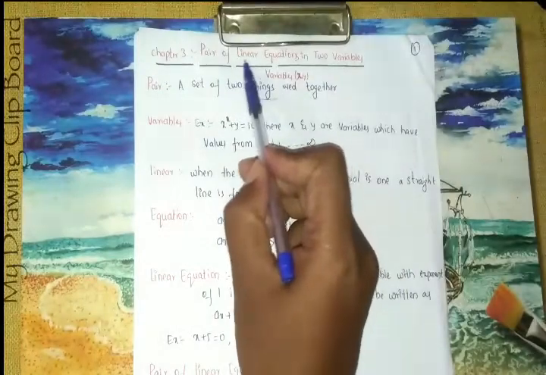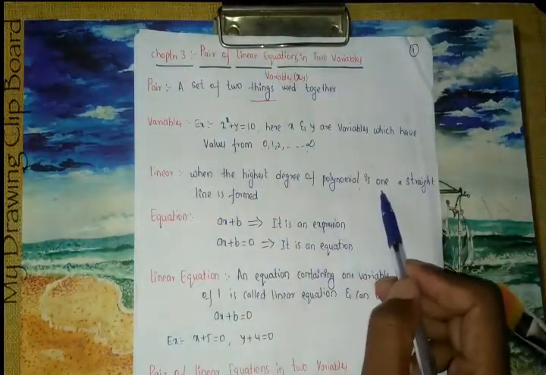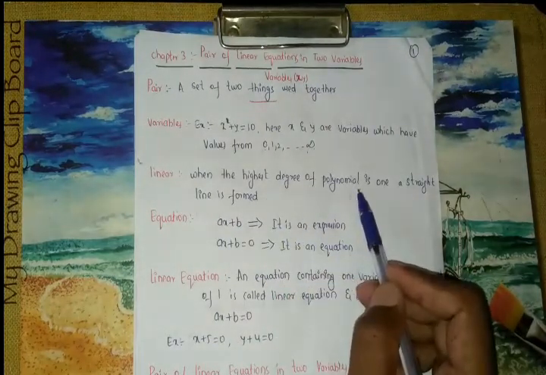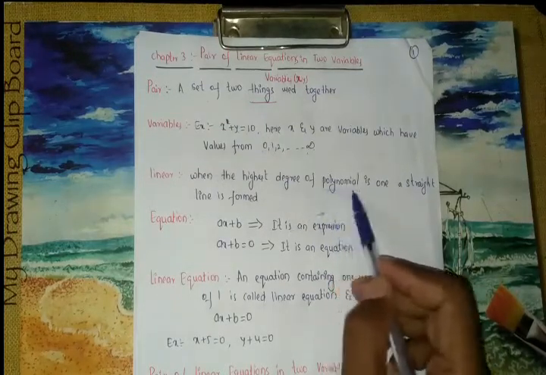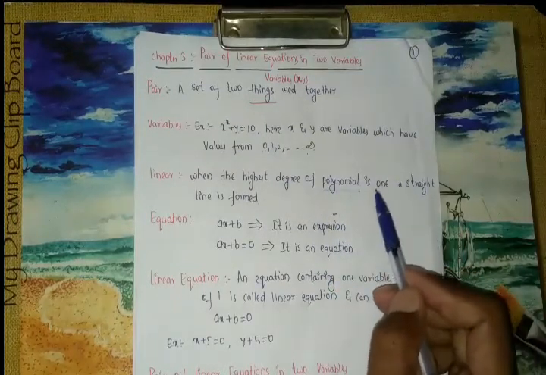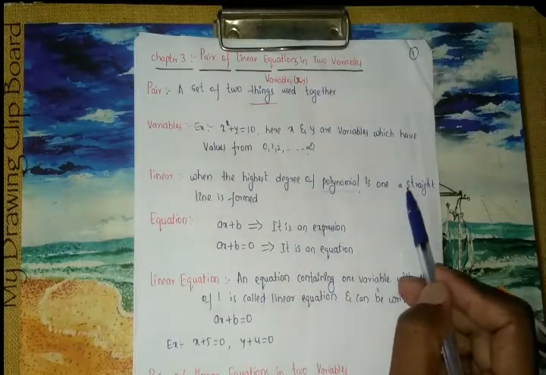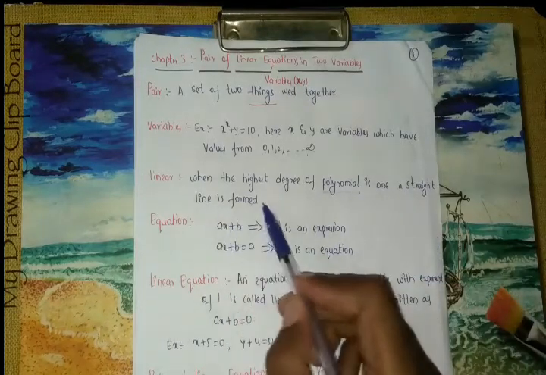Let us understand the word linear. When the highest degree of a polynomial is 1, a straight line is formed. As you have learned in ninth class, what is the meaning of polynomial? When the degree of the polynomial, the highest degree we are saying, is 1, it will form a straight line. When we try to plot on a graph, we get a straight line.